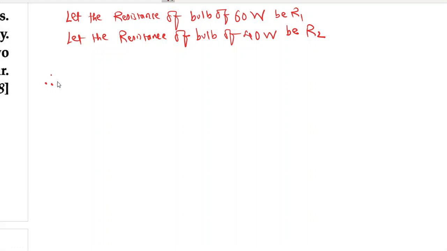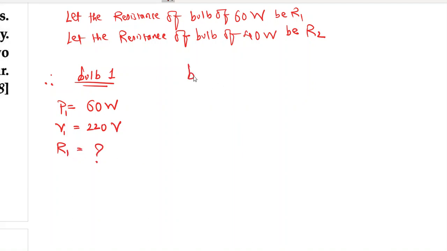Okay, so we knew the formula for resistance, right? Let's write here bulb 1. What is the power of bulb 1? P1 is equal to 60 watt. What is the voltage? V1, 220 volt. What we have to find? Resistance, R1.